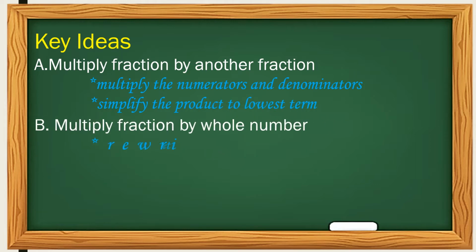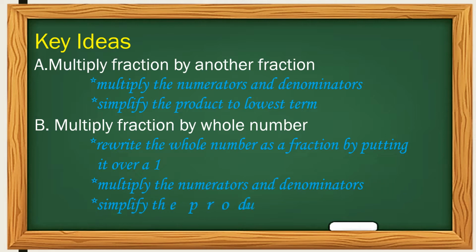Multiply fraction by another fraction is multiply the numerator and the denominators. Next one is simplify the product to lowest term. Multiply fraction by whole number. First, rewrite the whole number as a fraction by putting it over a 1 as denominator. Second, multiply the numerators and denominators. Then third, simplify the product to lowest term.